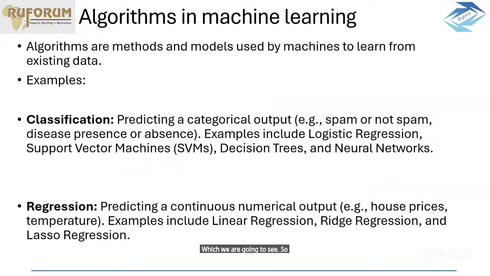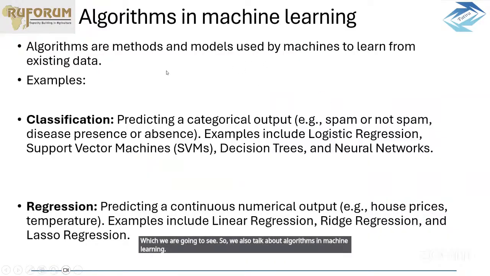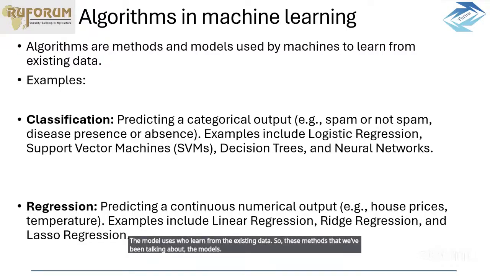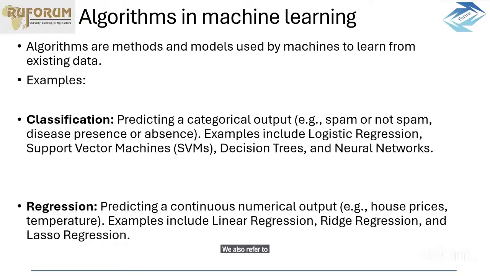So we also talk about algorithms in machine learning. And we want to know, what do you mean when you say an algorithm? An algorithm is just a method. It's a method that the model uses to learn from the existing data. So these methods that we've been talking about, the models, we also refer to them as algorithms, and sometimes we classify them according to what they do.